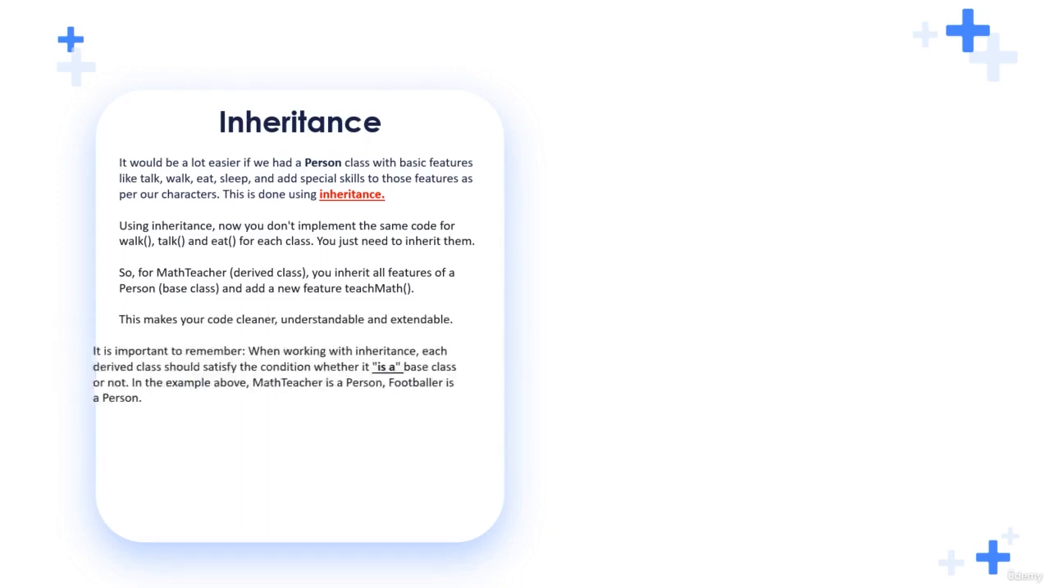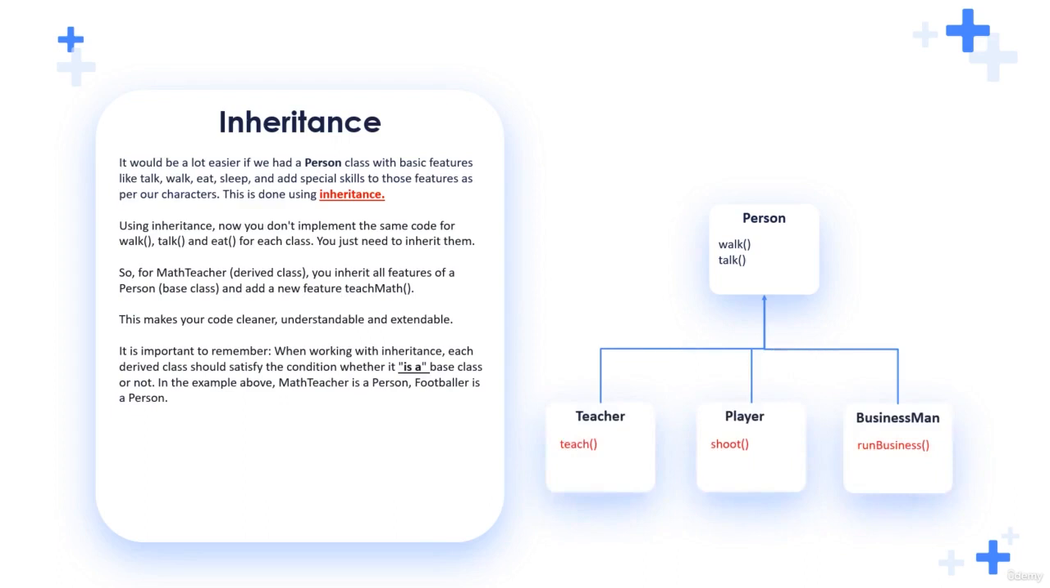For the math teacher, the derived class, you inherit all features of the person basic class and add a new feature, teach method or teach math method. This is the person class. I put here the walk and talk methods since they are common between the teacher, player, and the businessman, and I will inherit them from my person class. So this teacher or math teacher, the derived class, please guys pay attention for the naming, the nomenclature. Derived class or the children or the child class. You inherit all features of the person or the base class or the parent class or the super class and add a new feature, teach math for the teacher class.